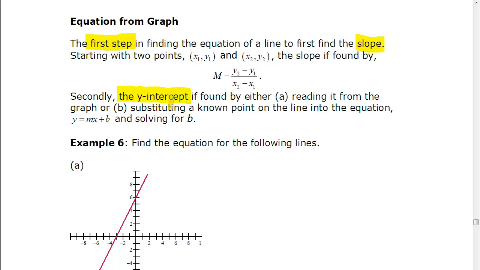How we find the y-intercept is going to be different depending on the parts of the graph that we can see. So either we're going to read it straight from the graph, which we will in example A, or we'll substitute some other known point and then solve for b, like we will in example B.